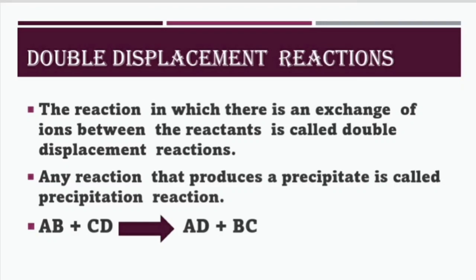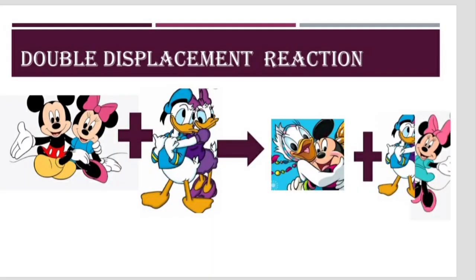Here if you see, the general format is AB plus CD gives AD plus BC. So there is an exchange of ions between the reactants. Here the reactants are AB and CD. There is an exchange of ions, that is A joins with D and B joins with C. Now let's see this analogy. Now if you see, they are in pairs, and if they exchange their pairs, what happens? That is known as double displacement reaction.